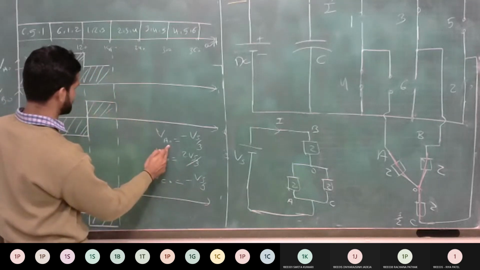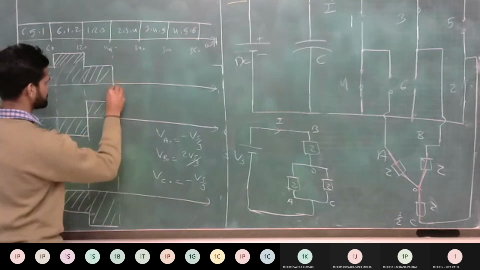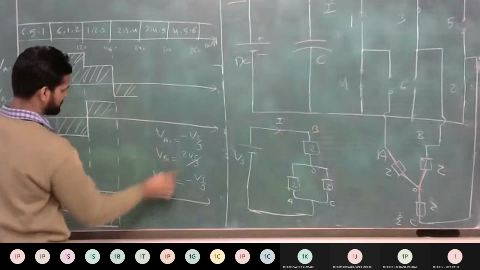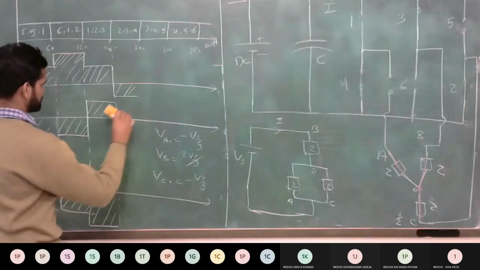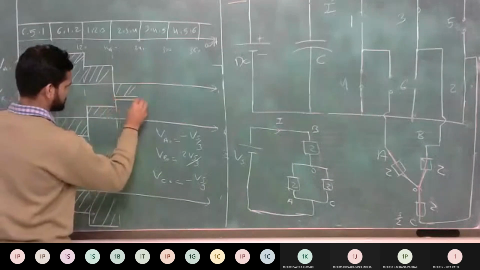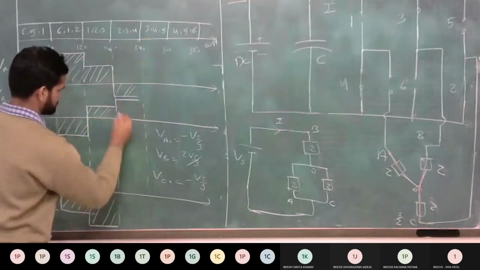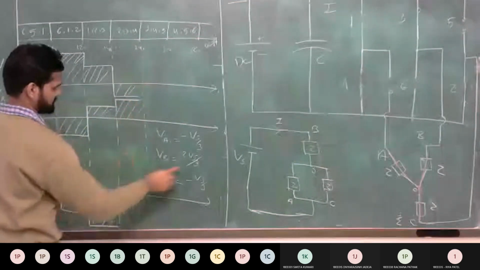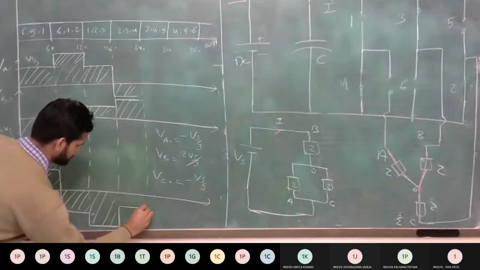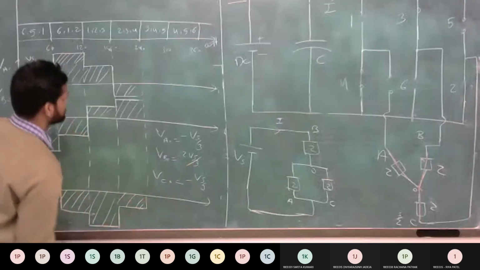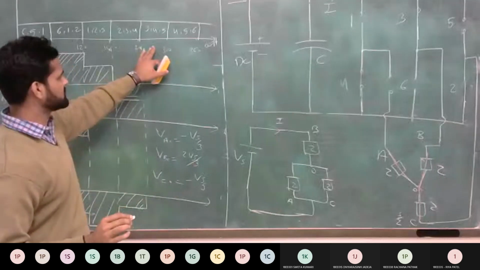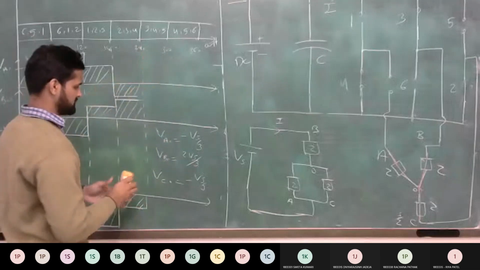VA0 is minus Vs by 3, so here it is minus Vs by 3. VB0 is plus 2 Vs by 3. Then VC0 is minus Vs by 3. This way. Clear, all of you? All of you understand? Now same way for step number 5 and 6. Give me the value.